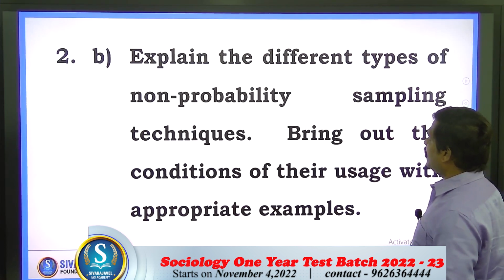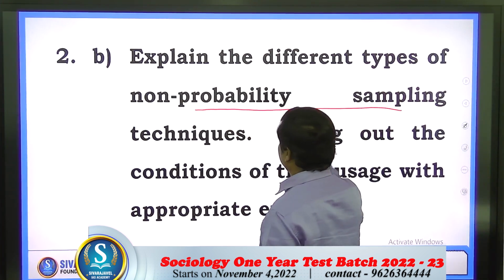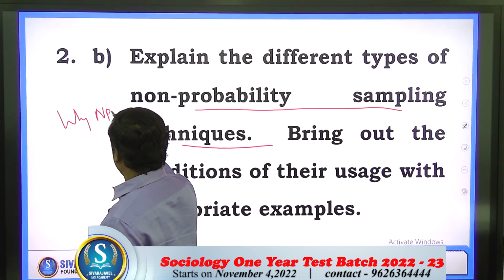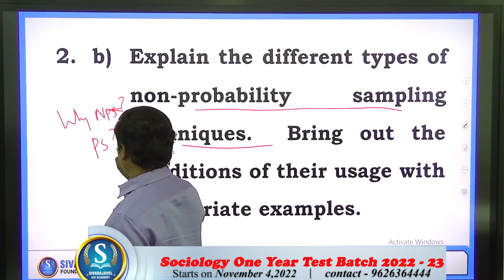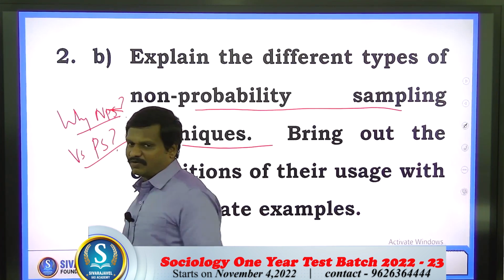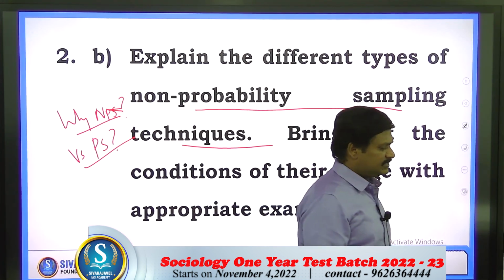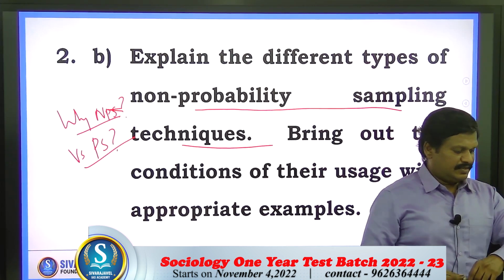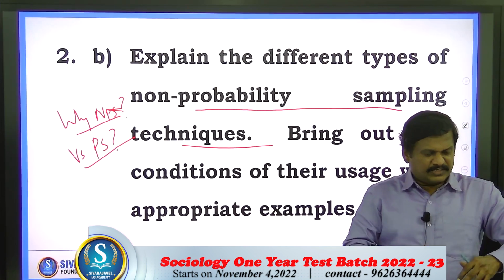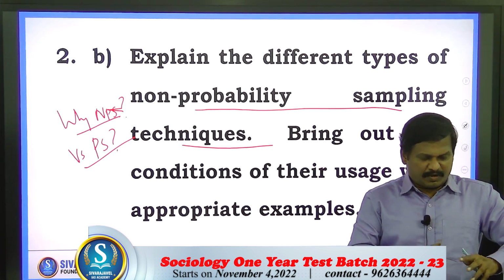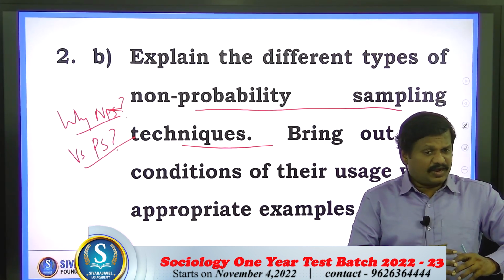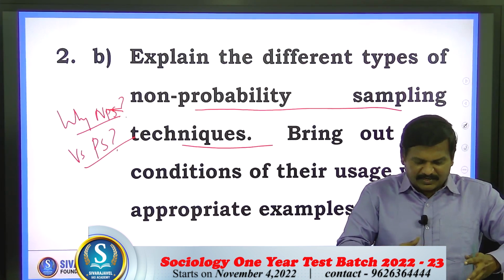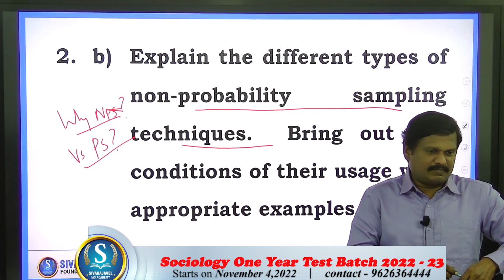Now come to 2B, non-probability sampling techniques, right? In the introduction, write why you choose non-probability sampling in comparison to probability sampling. That can be the introduction. Why non-probability sampling? If you do not have a readily available complete list of the population to study, you have to go for non-probability sampling. So, if you don't have a ready-made list, then you have to go for non-probability sampling.